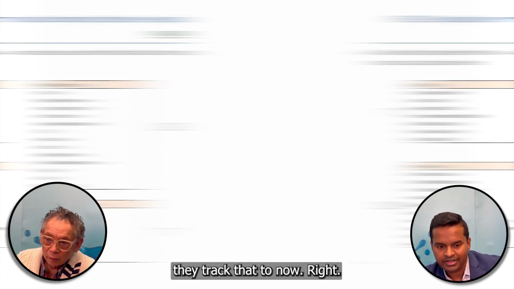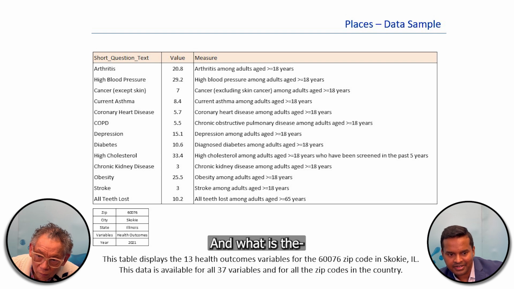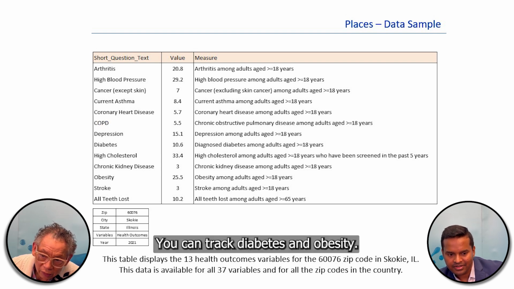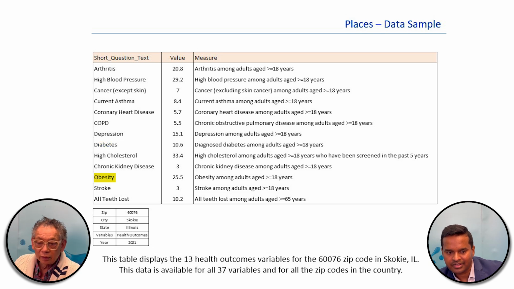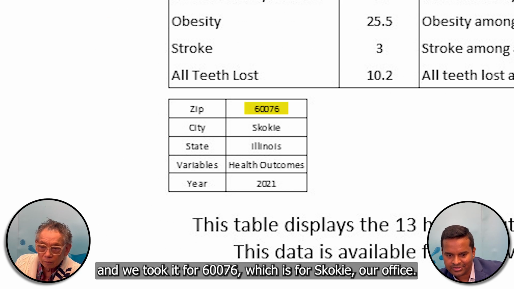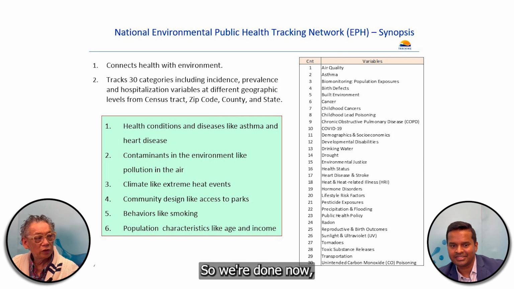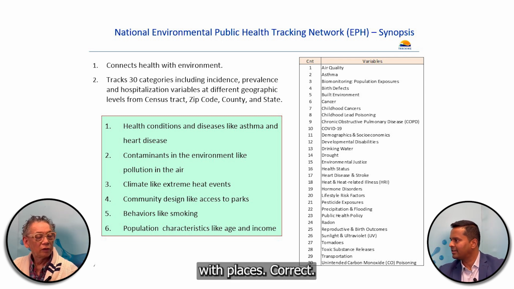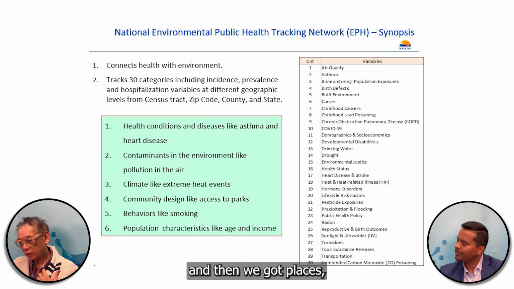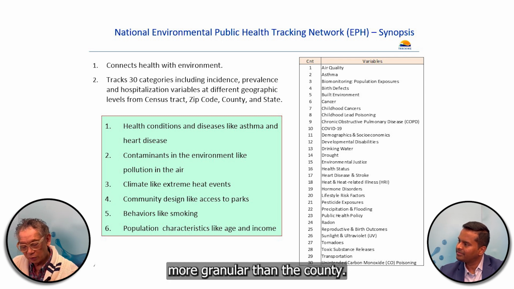And then this is like a data sample that we have. How is COPD? We can track COPD. You can track diabetes and obesity. And we took it for 60076, which is for Skokie, our office. So we're done now with PLACES. We got CHRR, and then we got PLACES. It can go more granular than the county.